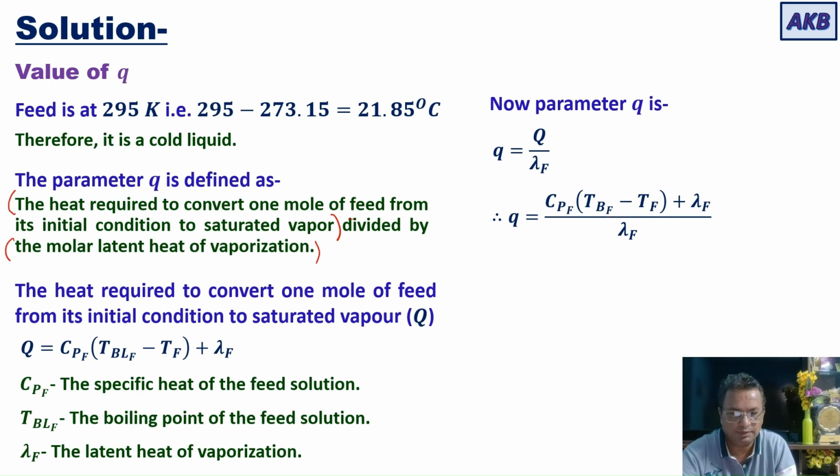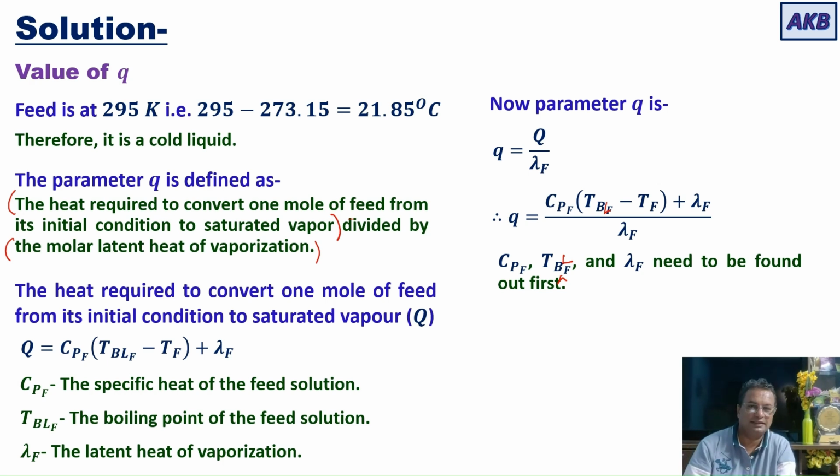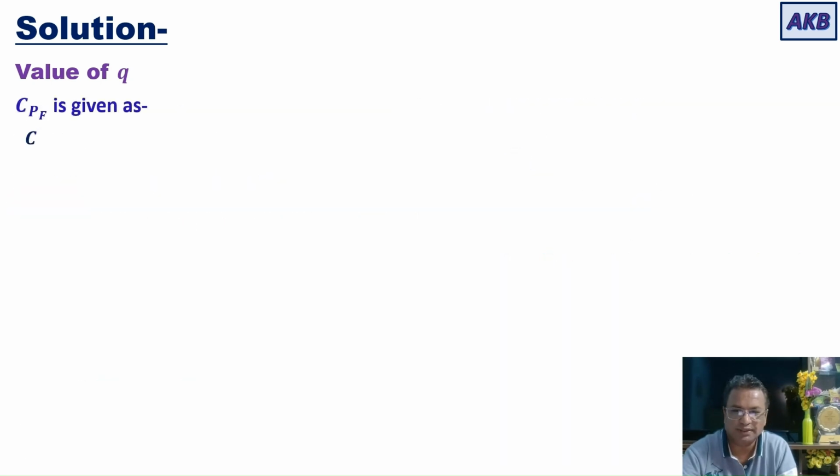Okay, just 1 minute. This will be (TBLF minus Tf) plus lambda F, divided by lambda F. So Cpf, TBLF, the boiling point of the feed, and lambda F are to be found out first, as I said earlier. Okay, so let us do that.